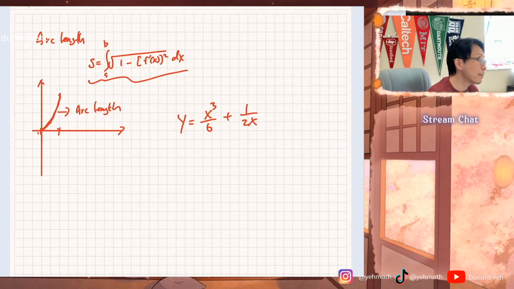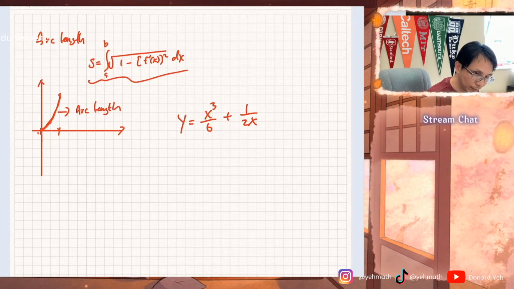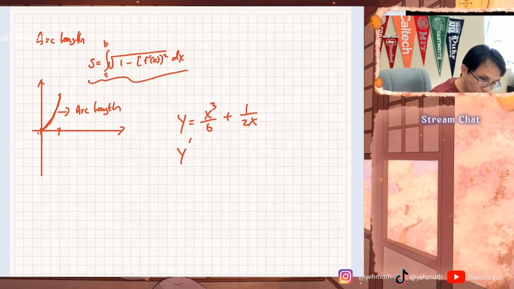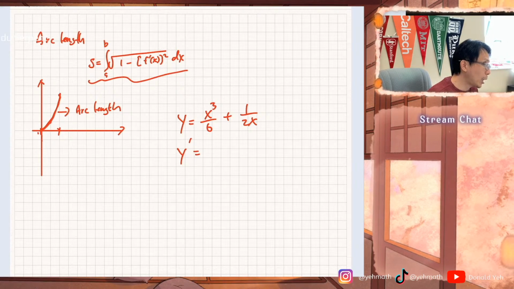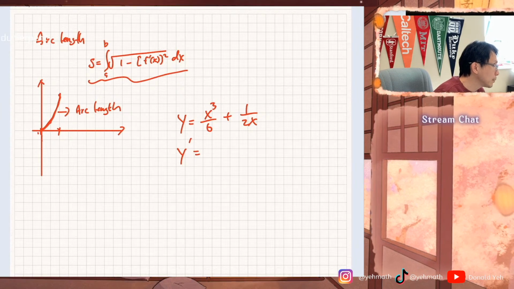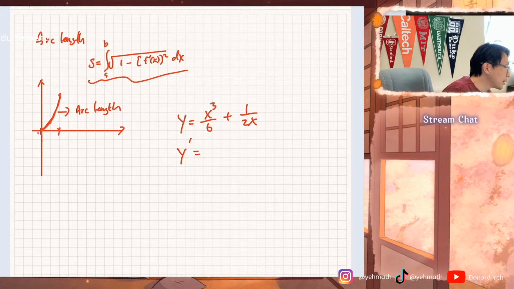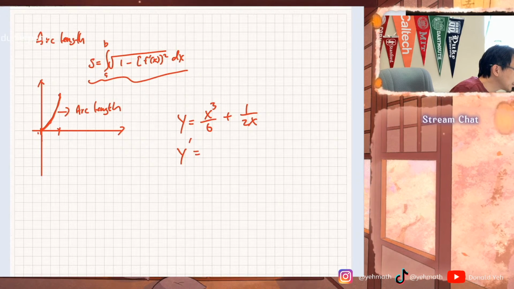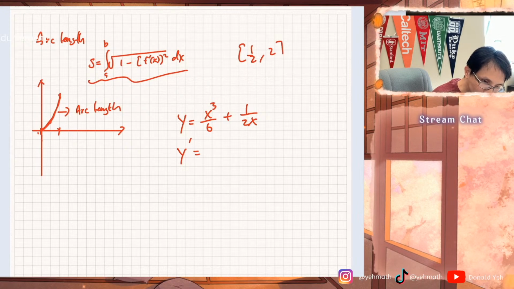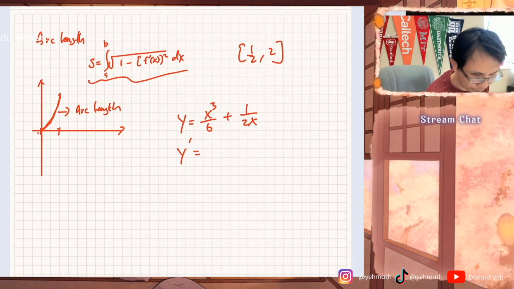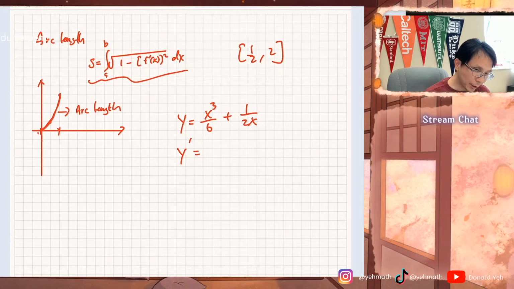What do you have to do first? Take a derivative. Good. Let's take a derivative. Because we can figure out a bound in a second. Actually, did I give you a bound? No. The bound is going to be, the arc length is between 1/2 to 2. So we can take a derivative of this.